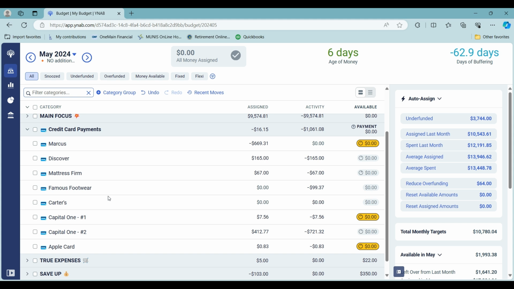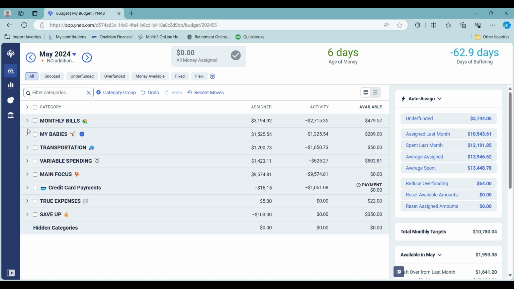YNAB creates this for you. So once you enter an account in here as a credit card, it automatically creates this category and it puts all your accounts that you list as a credit card in here. You can only delete them. You can't really edit it. You can't add anything else in here that's not a credit card. It just is. And as you can see, all of my other categories has, what would you call it?